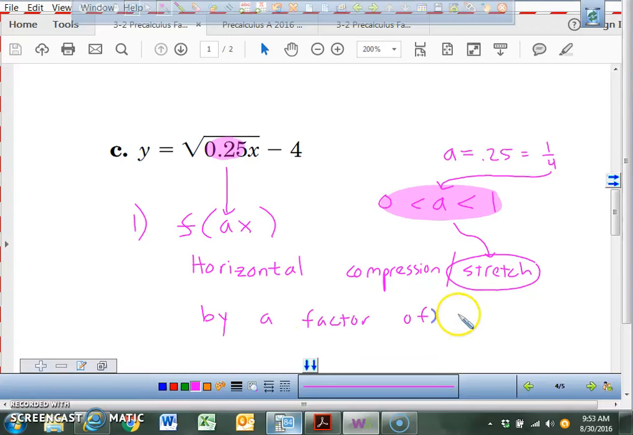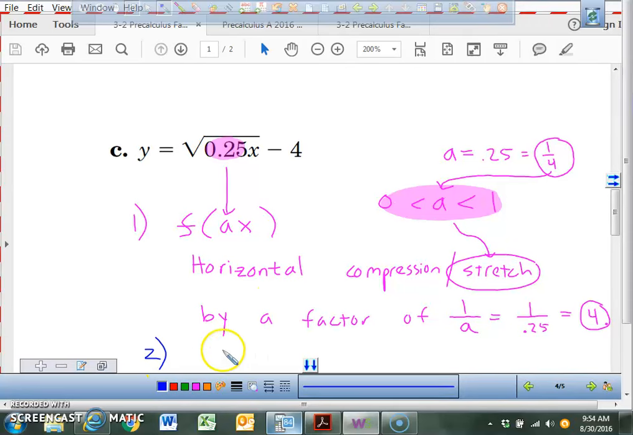By a factor of 1 over a. Now we're not done yet. I'm just putting 1 over a because in our particular case, what is our a value? Our a value is 0.25. Now, the fast way is understanding that if you have a fraction that's 1/4, 1 over a will simply become the reciprocal of it. So whenever you have a fraction, 1 over a is always the reciprocal of the fraction, and your answer would simply be by a factor of 4.